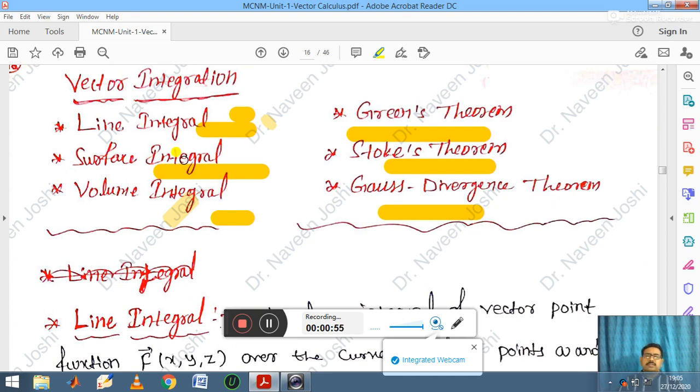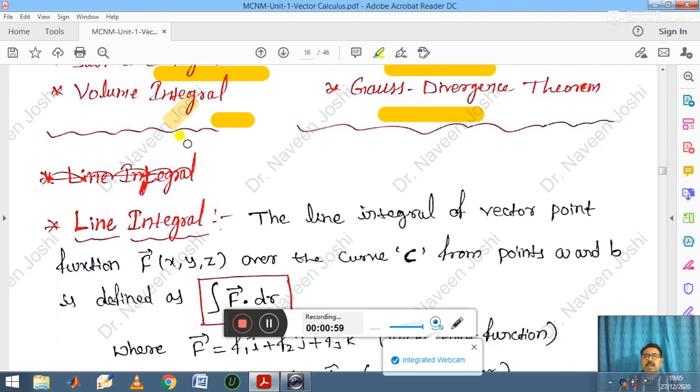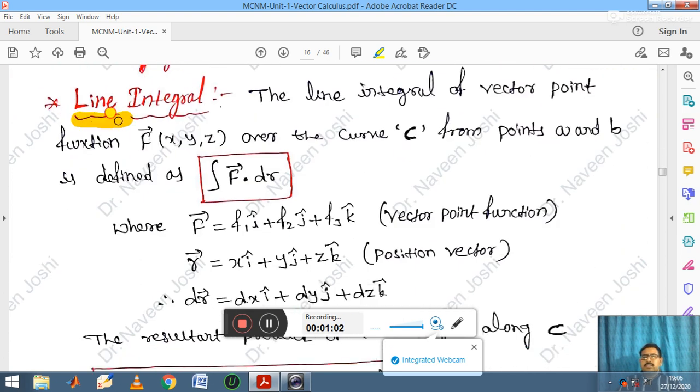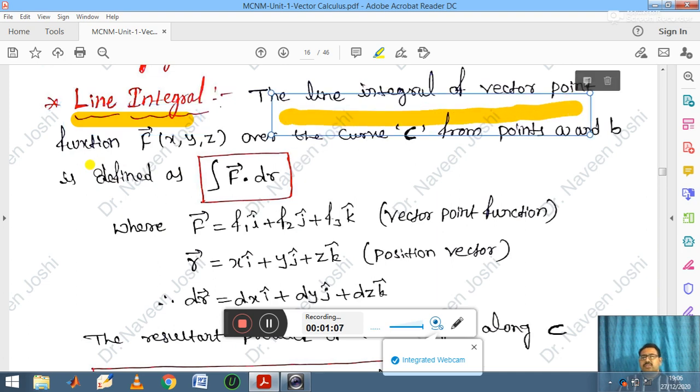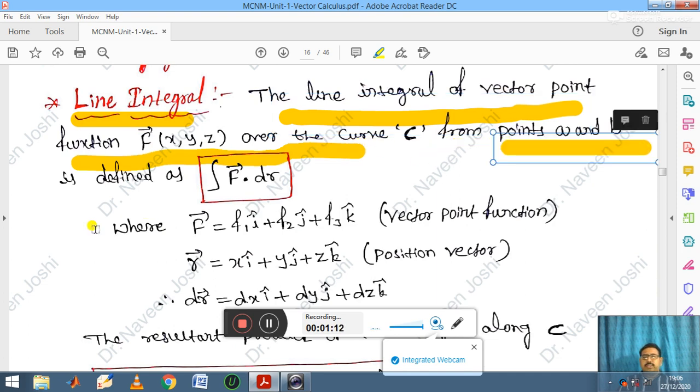Okay, so let's see quickly what are the definitions of line integration, surface integration, and volume integration. See, line integral definition: the line integral of vector point function f(x, y, z) over the curve C from points A to B is defined as integral of f dot dr. So integral f dot dr is the notation of line integral. Here f refers to the vector point function, and it contains dr. What is r? r is the position vector.